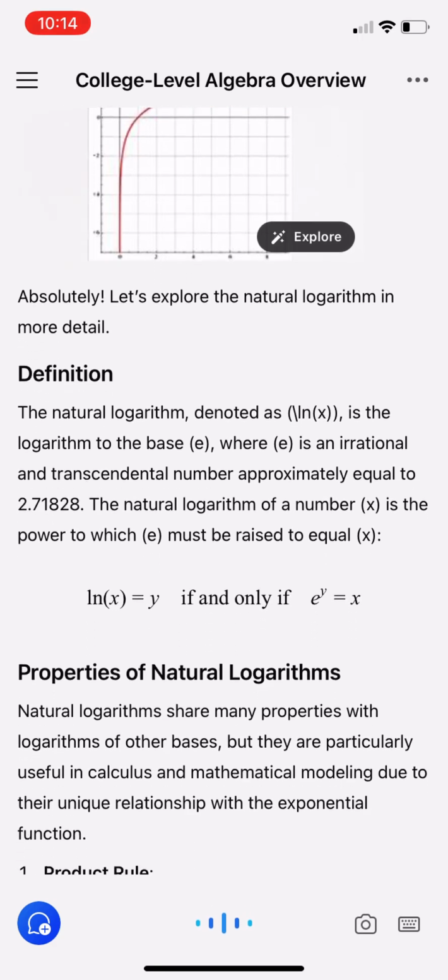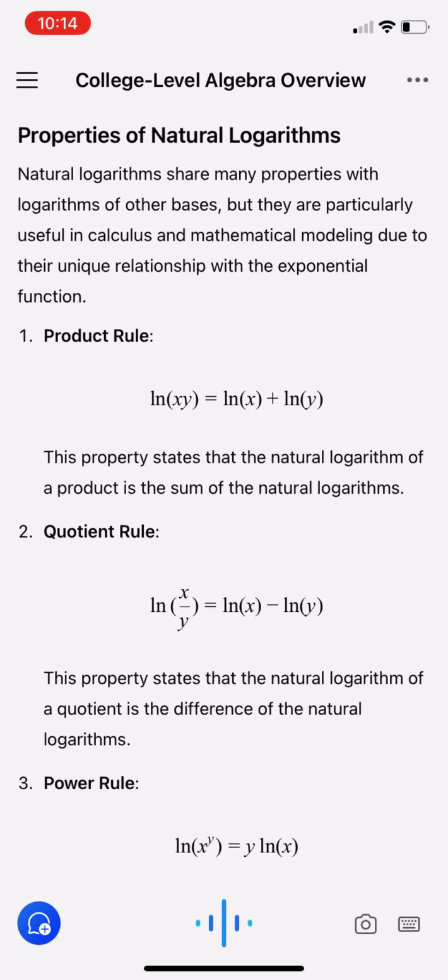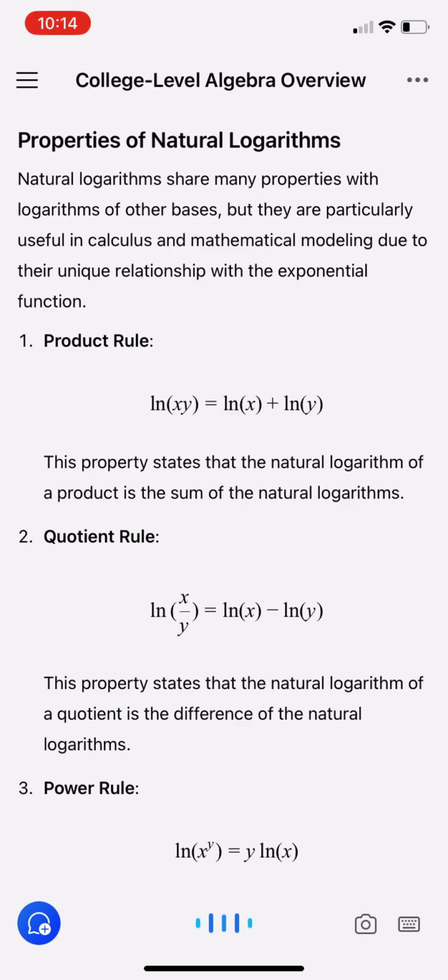Properties of natural logarithms. Natural logarithms share many properties with logarithms of other bases, but they are particularly useful in calculus and mathematical modeling due to their unique relationship with the exponential function. Product rule: ln xy equals ln x plus ln y. This property states that the natural logarithm of a product is the sum of the natural logarithms.